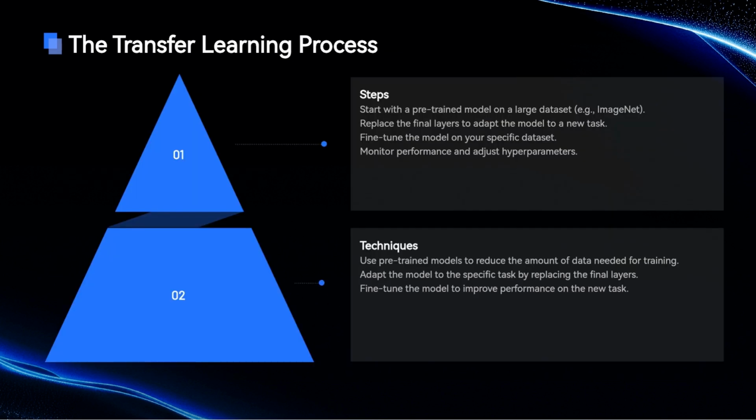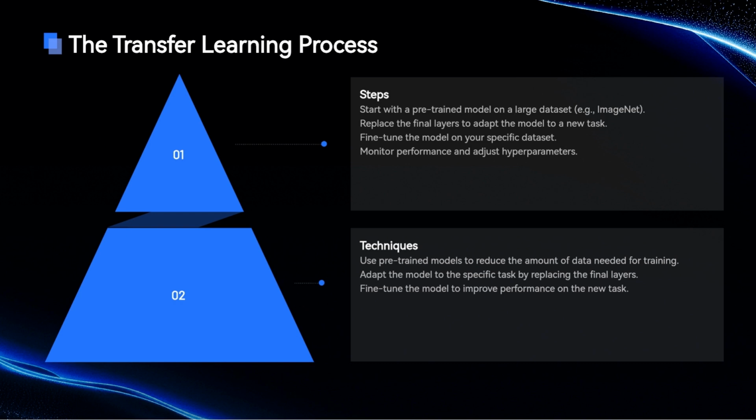The general process of transfer learning involves several key steps. Pre-trained model. Begin with a model that has been trained on a large general-purpose dataset like ImageNet. This model has already learned useful features, such as edges, textures, and shapes, that are applicable to many vision tasks. Replace final layers. Since the original model was trained for a different task, e.g., object classification on ImageNet, we usually replace the final classification layer with a new one that corresponds to the classes in our specific task.